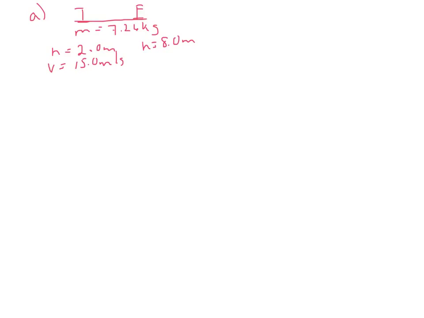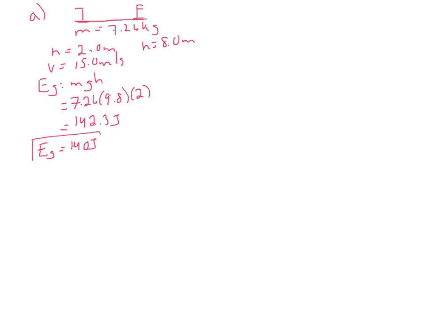So A is, what is the gravitational potential energy of the shot as it leaves the hand relative to the ground? So EG equals mgh. M we know is 7.26, g is 9.8, and the initial height is 2 meters. This works out to be 142.3 joules, and therefore EG equals 140 joules with 2 sig digs.